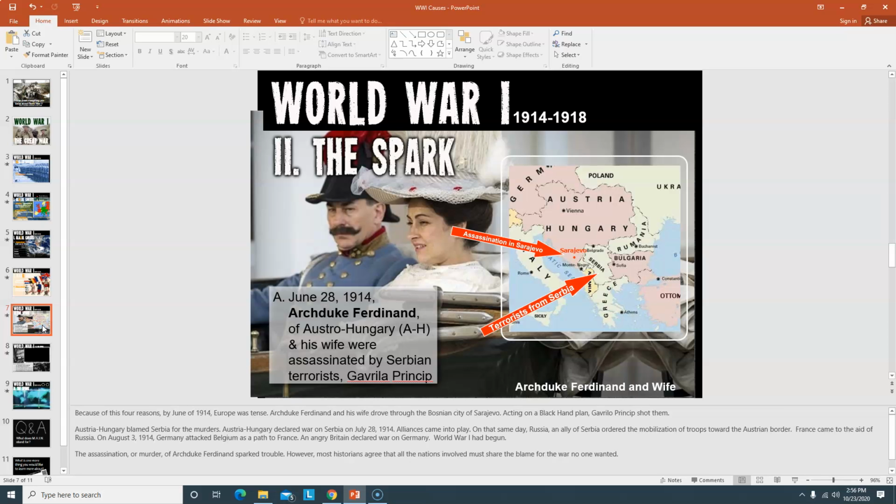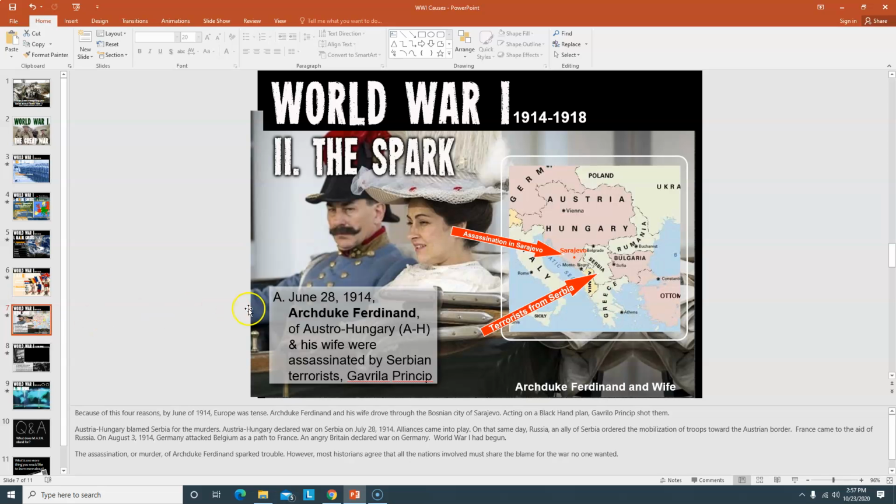So what is the spark that really set off the war? Like, what really causes this to happen? We've got these tensions, but nobody's really fighting yet, and then all of a sudden this one thing happens, and it seems like the world just explodes, and the continent of Europe ends up in just global conflict.